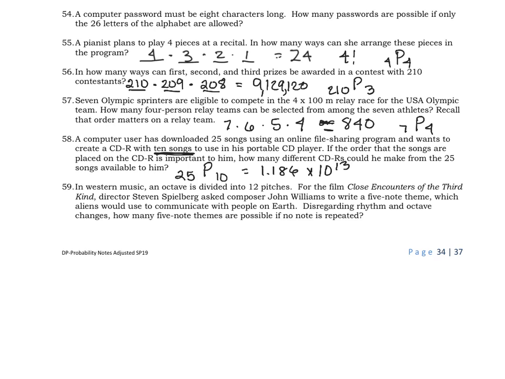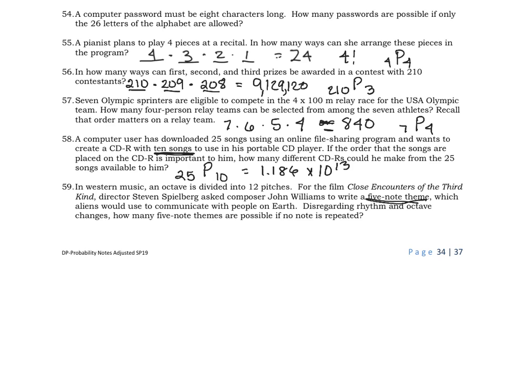In Western music, an octave is divided into 12 pitches. For the film Close Encounters of the Third Kind, director Steven Spielberg asked composer John Williams to write a 5-note theme, which aliens would use to communicate with people on Earth. Disregarding rhythm and octave changes, how many 5-note themes are possible if no note is repeated, and naturally in music order matters.